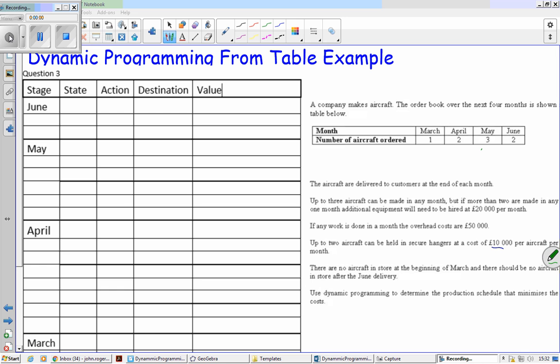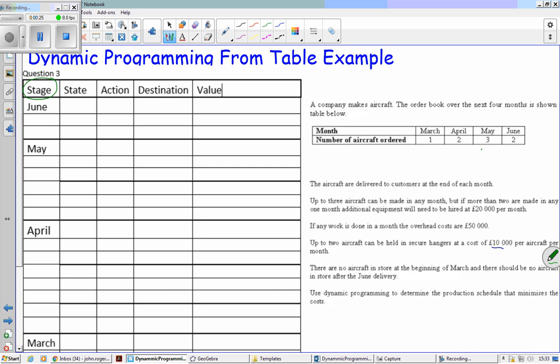Okay, so we're doing an example taken from the Pearson's Edexcel textbook for D2 of dynamic programming. This is a type of example we see quite often. It's a production planning problem, and we see this quite often in past paper questions for D2 as well. Let's quickly just see what each of these columns represents.